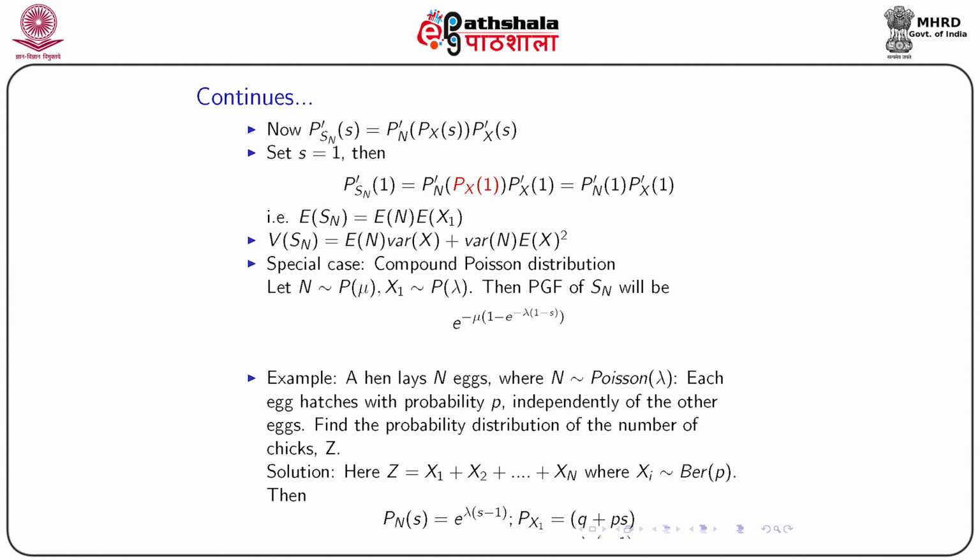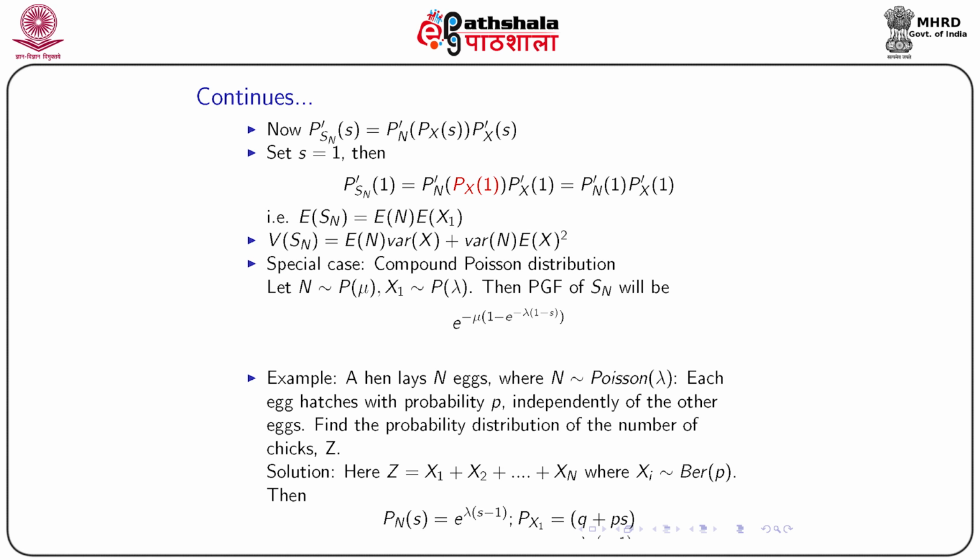So what will we have? P'_{S_N}(1). If we put s equals 1, we have P'_N(P_X(1)) and P'_X(1), and we know that P_X(1) is 1, so it boils down to P'_N(1) and P'_X(1). So the expected value of S_N can be written as the expected value of N times the expected value of any of the random variables. If we use these concepts, then we can find the variance also.